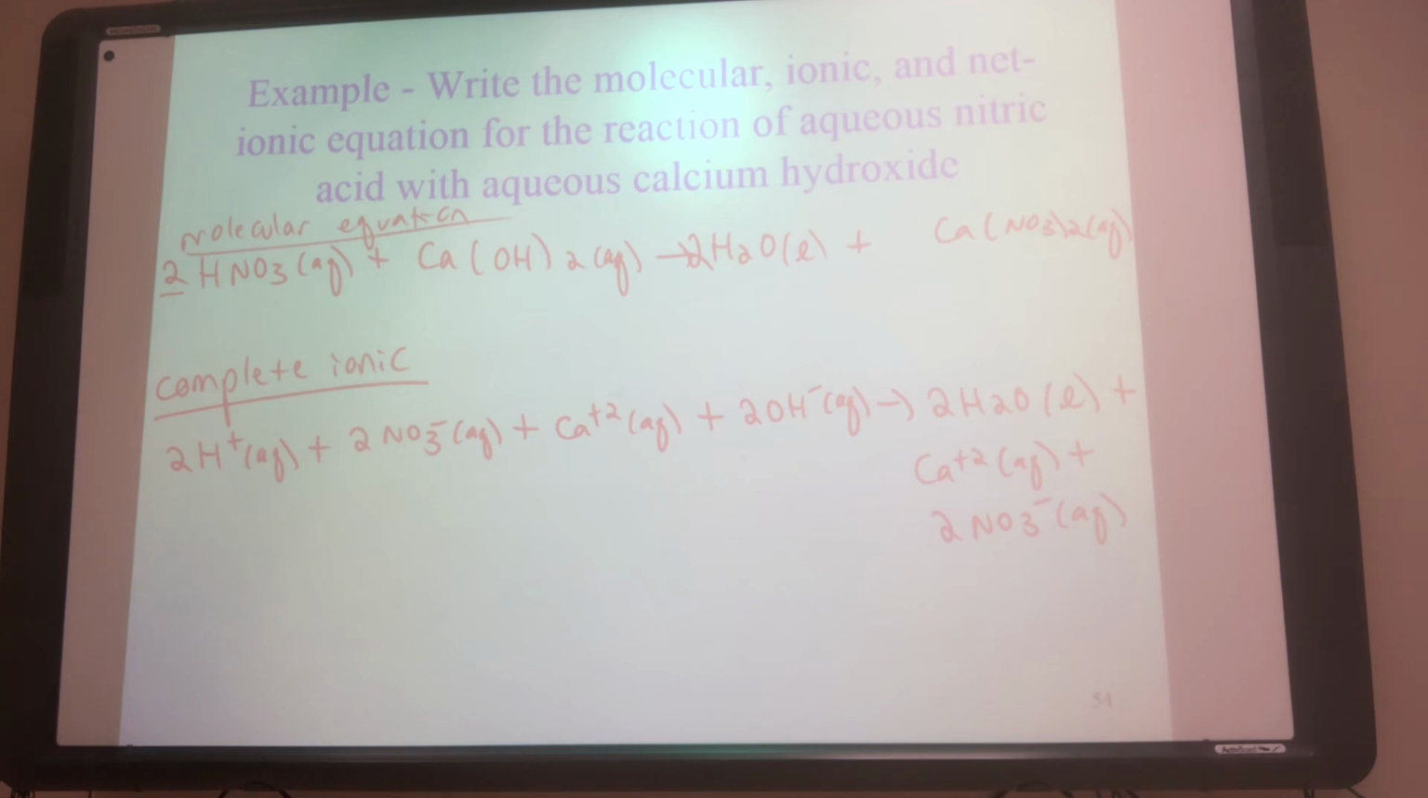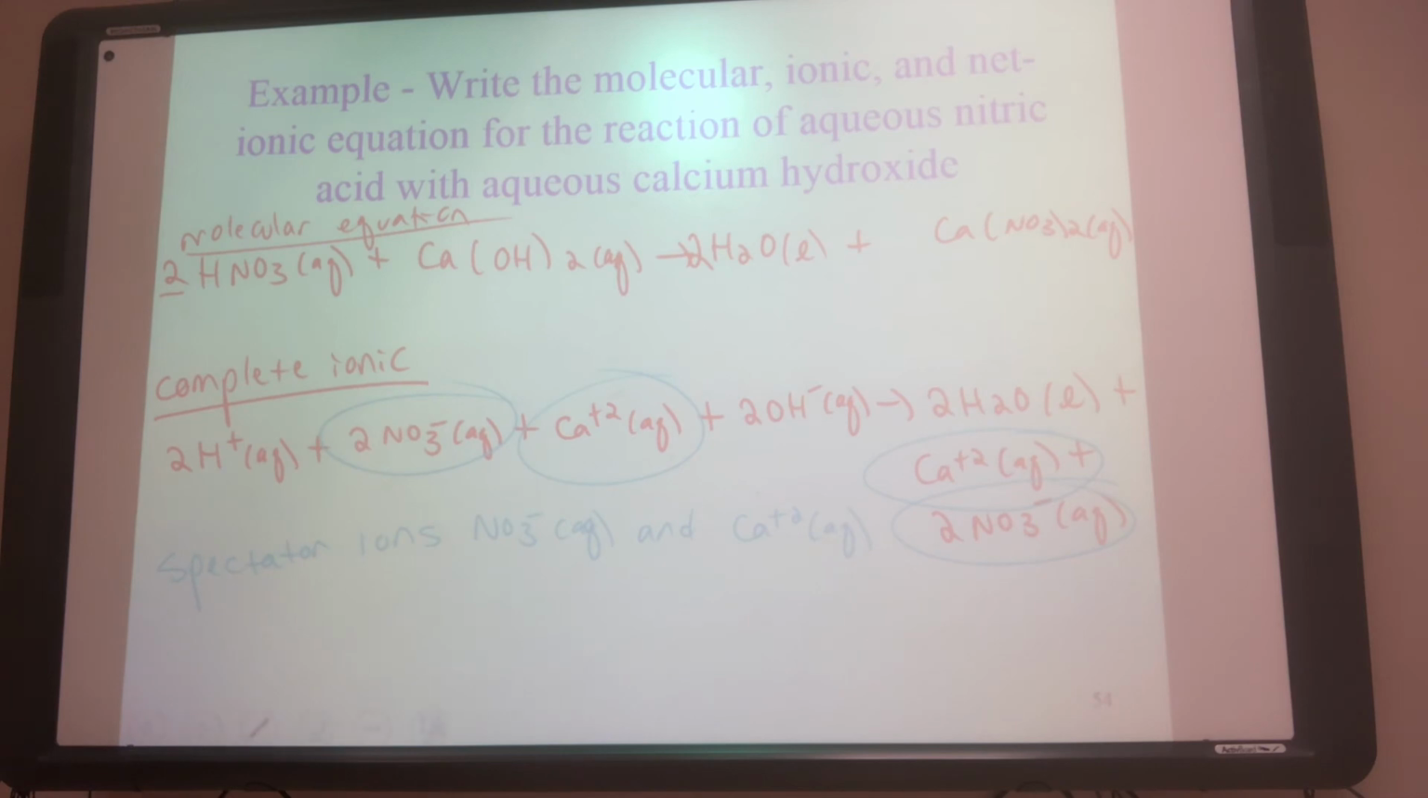Now I need to do the net ionic, but to do the net ionic, I need to know who my spectator ions are. So who's the same on both sides? He and he are the same, him and him. So my spectator ions are NO3 minus and Ca plus 2.